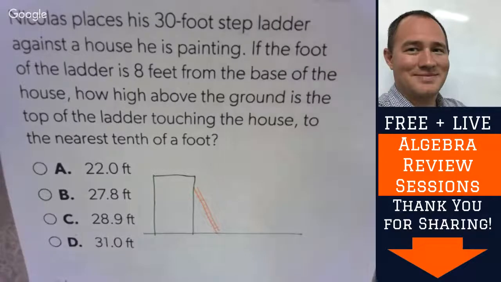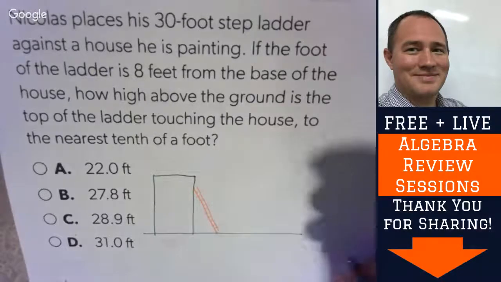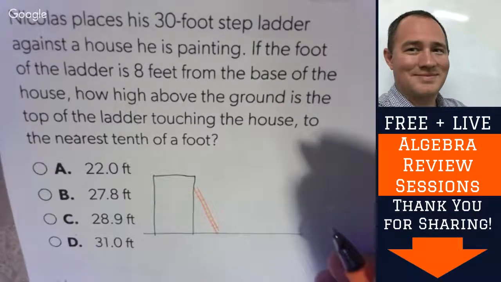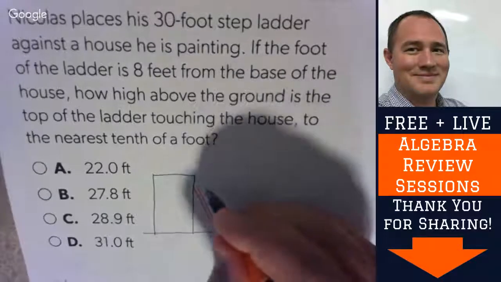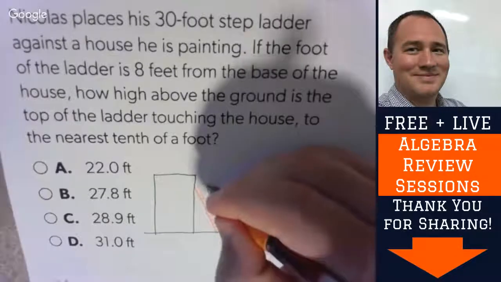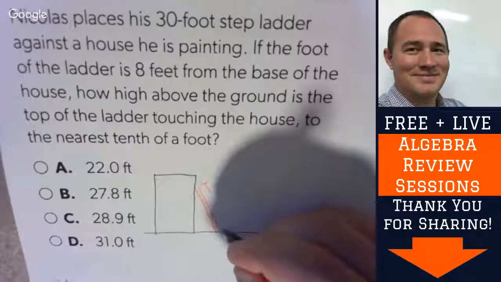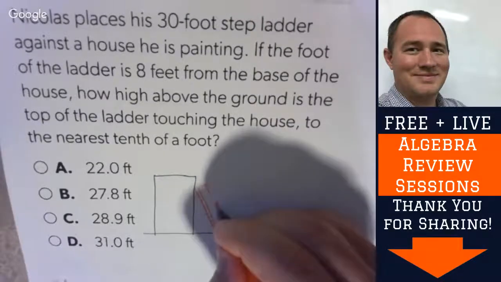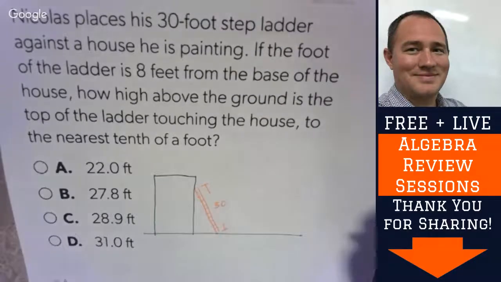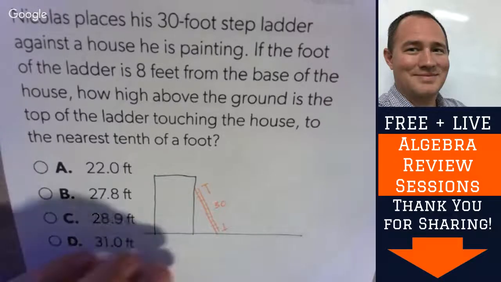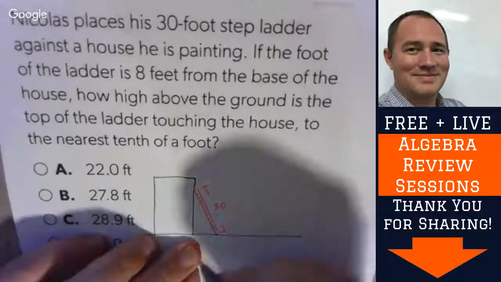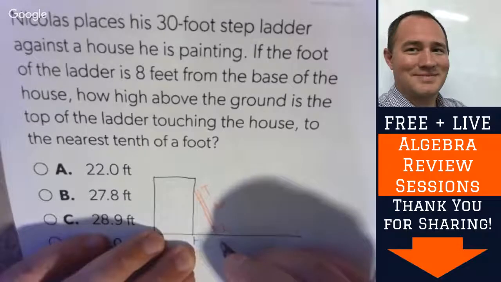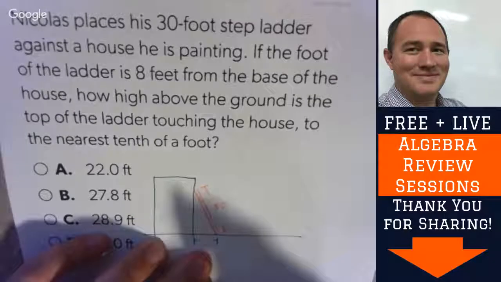So we know that the ladder is a 30-foot step ladder. So this distance, 30. We know that the distance from the base of the building is 8.